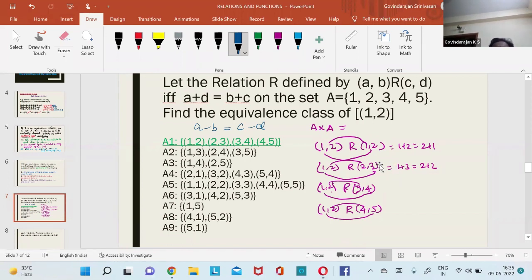So these are the equivalence classes. The first one is the answer (1, 2). Find the equivalence class of (1, 2) means the set of all ordered pairs which are related to (1, 2) from the set A cross A. That subset we call the equivalence class of (1, 2).